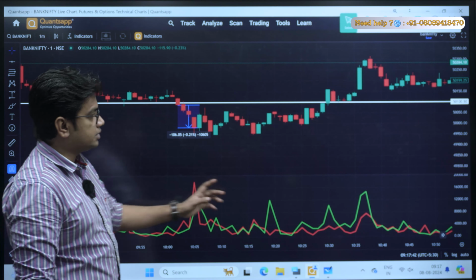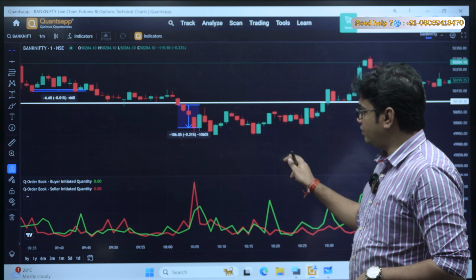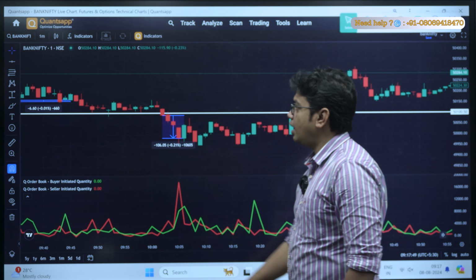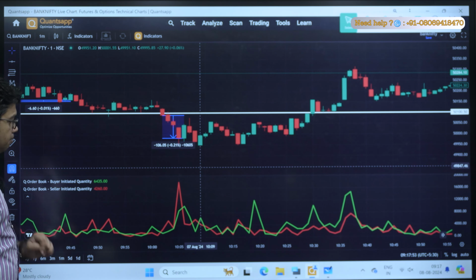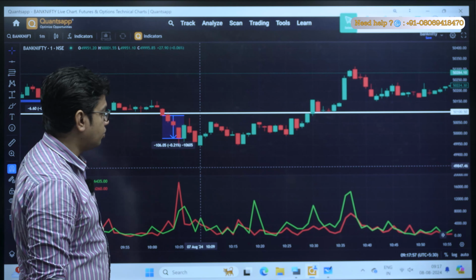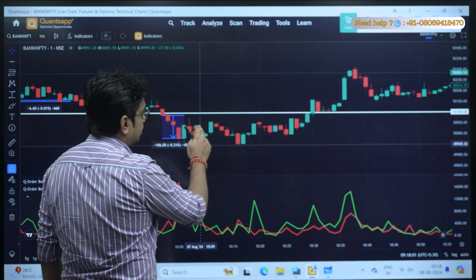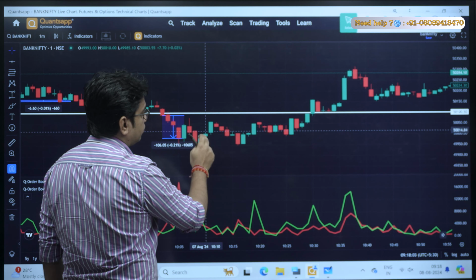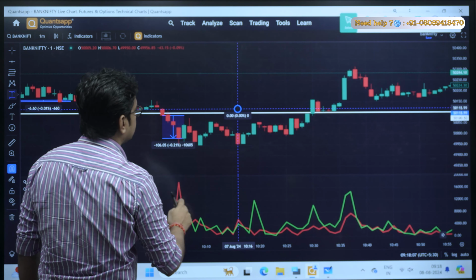Now this is a red one, now we will go for the green one. Here you can see this is the green candle. Buyers are 6,400, sellers are 4,200. That means buyers are more, whenever there is a breakout. Now the highest point of this candle is broken over here, so I will initiate the trade over here.